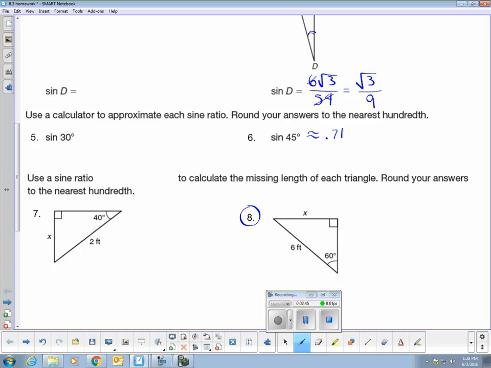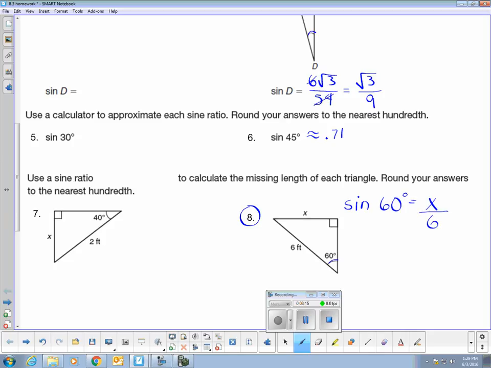So we're going to find the lengths of sides using a sine function. And we're going to begin by writing an equation that can help me to find x. So my reference angle is 60 degrees. So the sine of 60 degrees is equal to the side opposite divided by the hypotenuse.